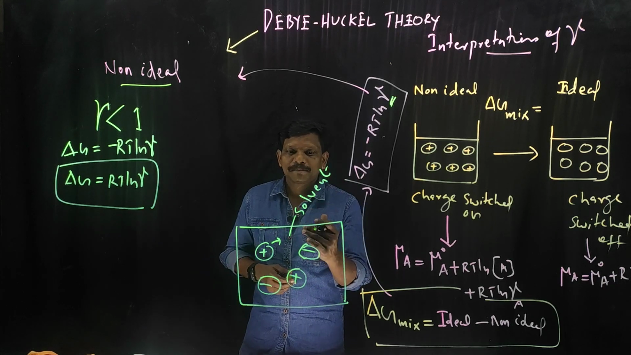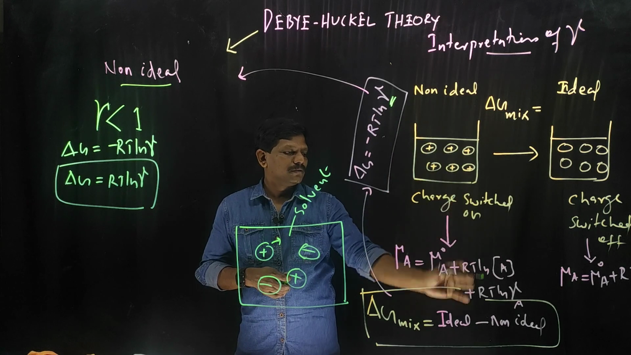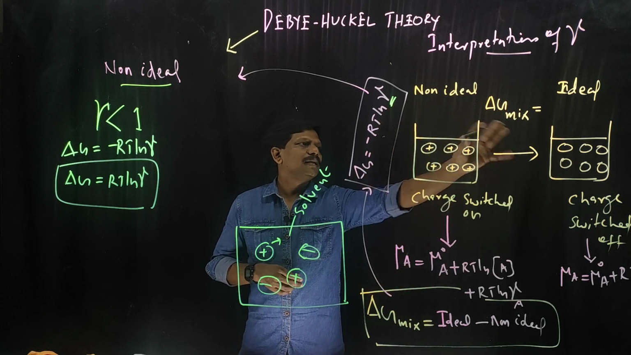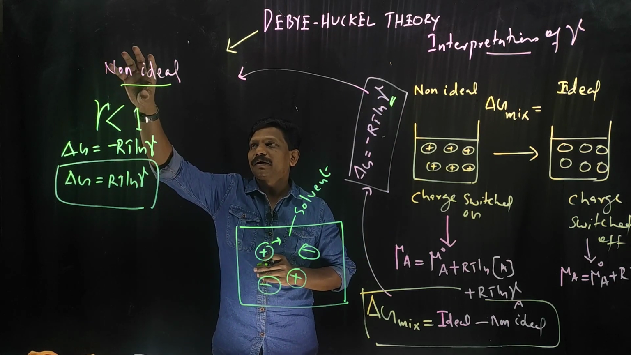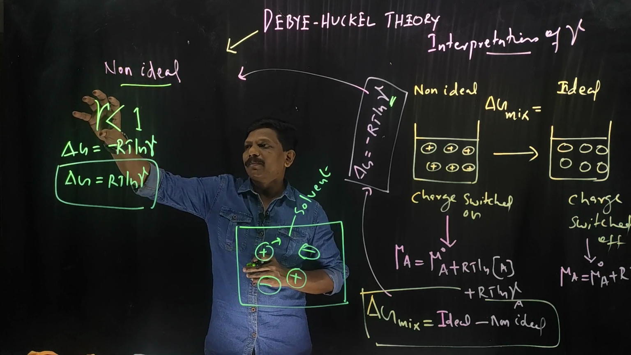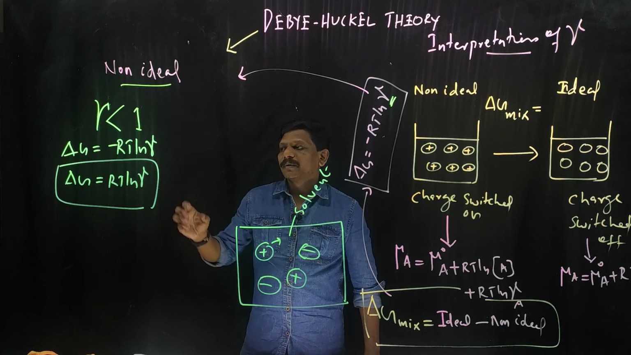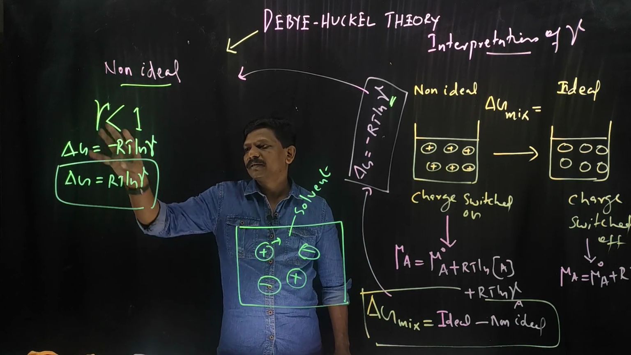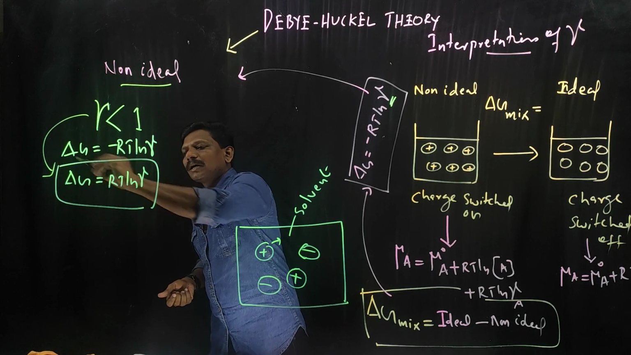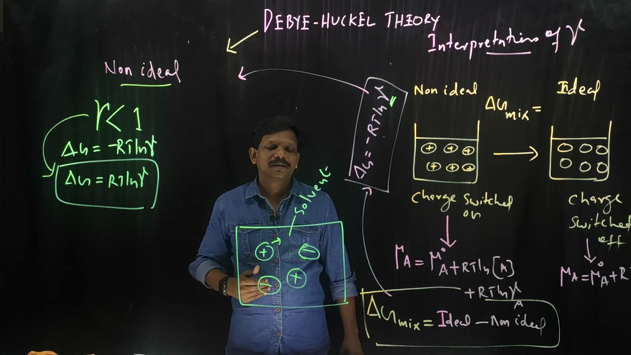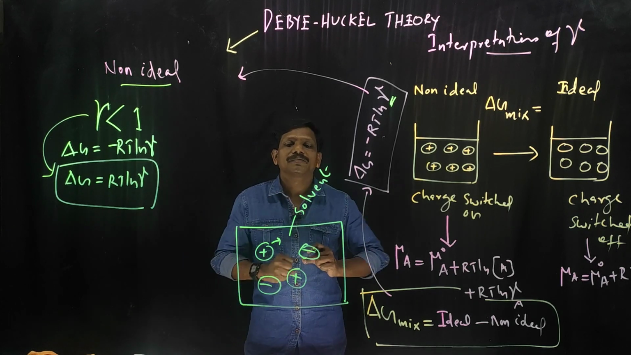I will explain again what the situation is here. In the non-ideal case you get this delta G mix, the difference between non-ideal and ideal. In the case of a non-ideal solution, that is our electrolyte system, gamma is smaller than 1 and delta G is equal to minus RT ln gamma. So here this is not simply minus RT ln gamma, this becomes RT ln gamma. So it looks like it is destabilized, but it is stable. I am explaining the reason for the stability of the system.